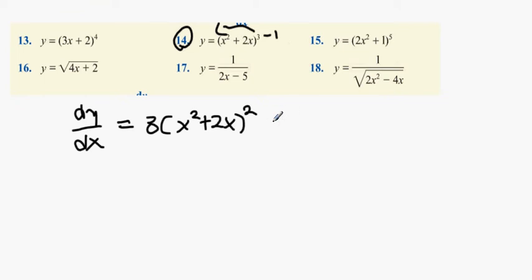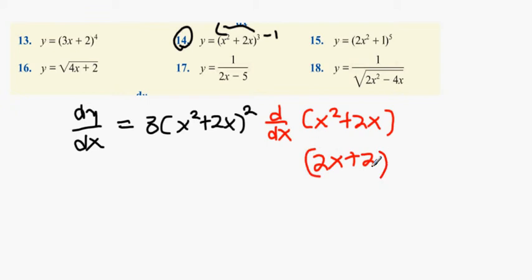The hidden part is you've got to differentiate what's in the brackets. And when you differentiate what's in the brackets, you're going to get 2x plus 2. Okay, so that's where your 2x plus 2 comes from. Once you've differentiated that, bring it back to the top.